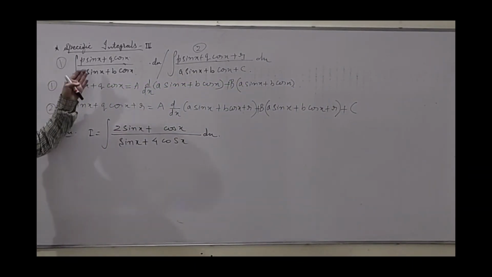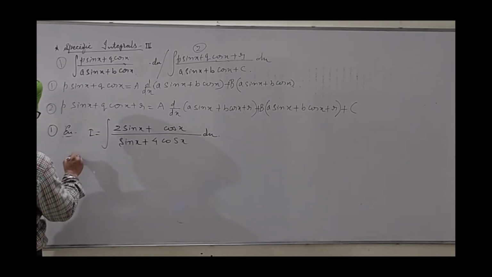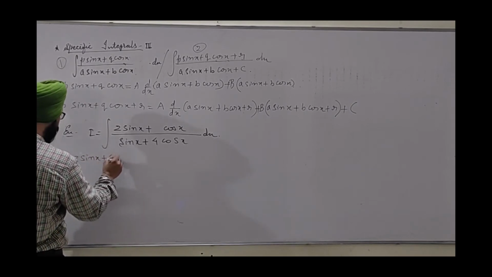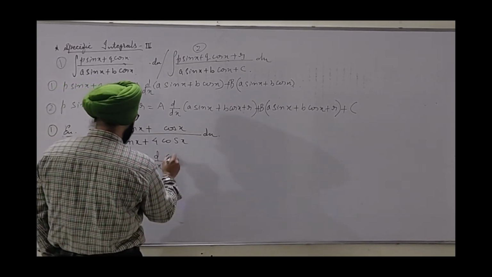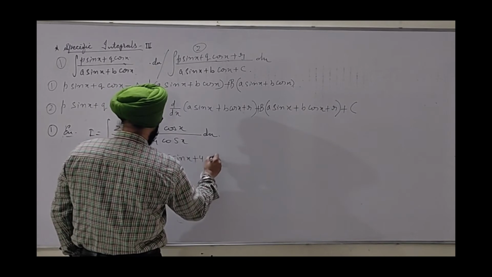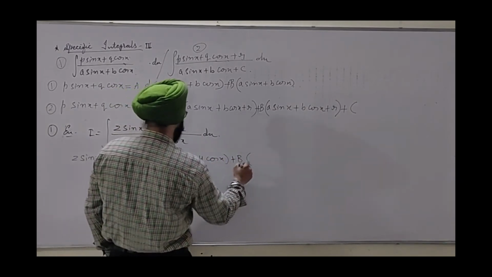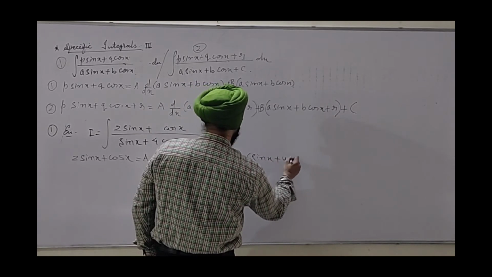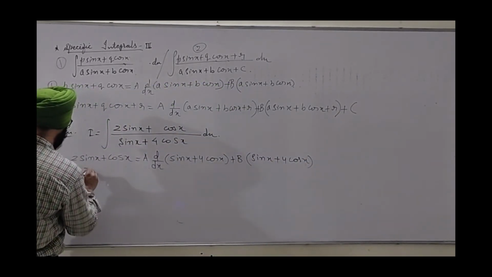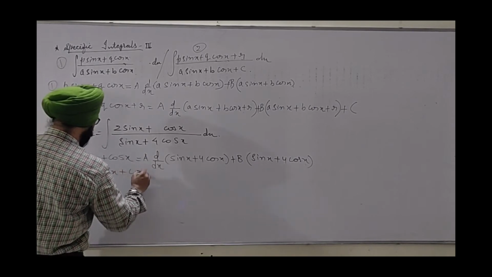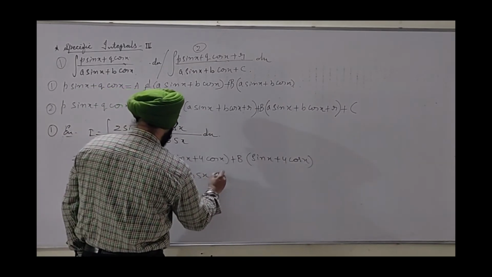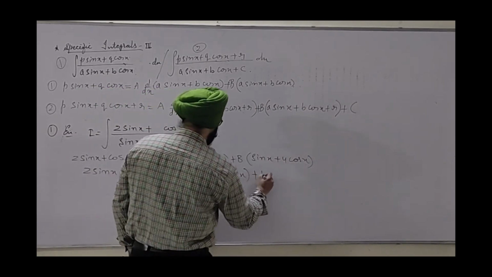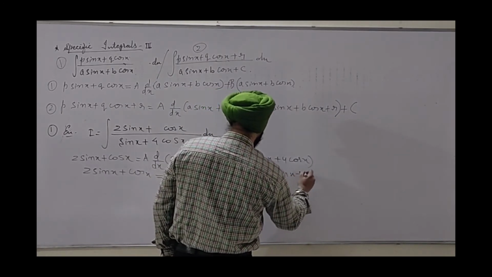First of all, we have taken an example based on this first pattern. As it says, let's split up the numerator. 2 sin x plus cos x will be written as a d by dx of denominator plus b multiplied by the denominator. When we simplify, we get the left hand side as it is, no change. Right hand side after differentiation becomes a into cos x minus 4 sin x, plus b into sin x plus 4 cos x as it is.